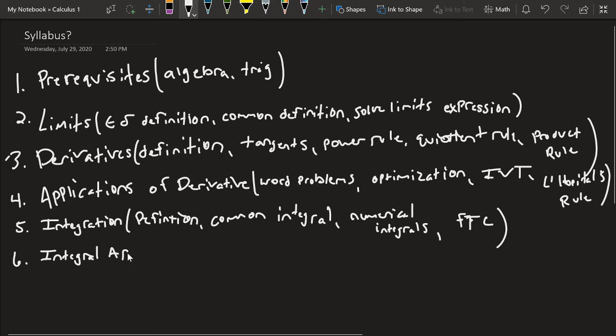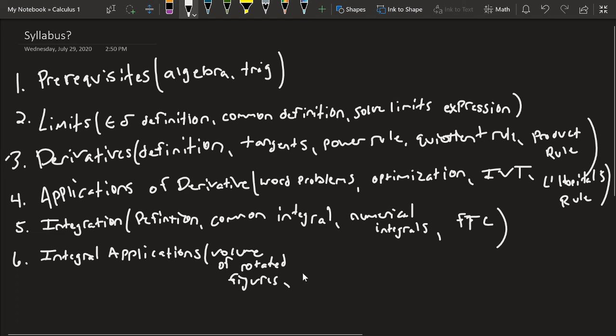Well, chapter 6, we'll talk about integral applications. Likewise with the derivative, we can take integrals. That's cool, but how do we apply this? So we'll talk about volume of rotated figures or functions, I guess would be the best way to write it.